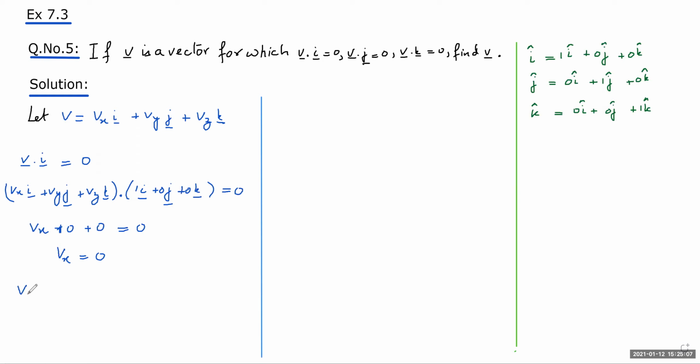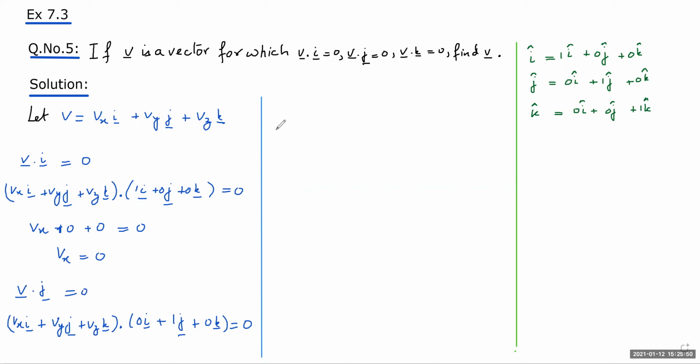Now consider V dot J equals 0. The second result, V dot J equals 0. In place of V, again write this vector Vx into I plus Vy into J plus Vz into K dot, and write the unit vector j like this: 0 into unit vector I plus 1 into unit vector j plus 0 into unit vector k, and the right hand side is equal to 0.